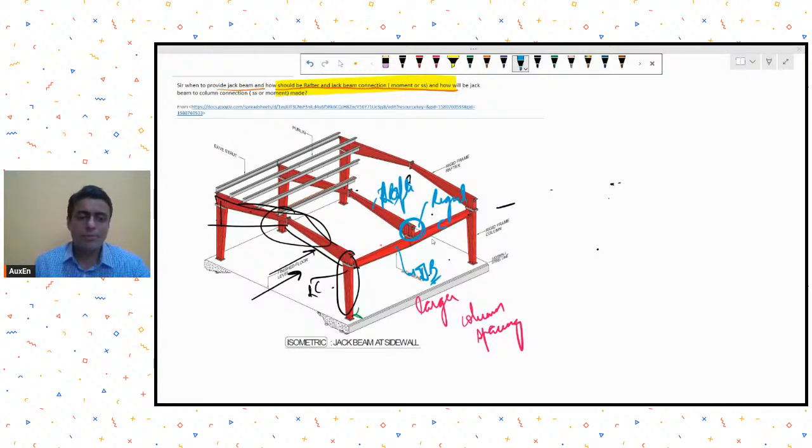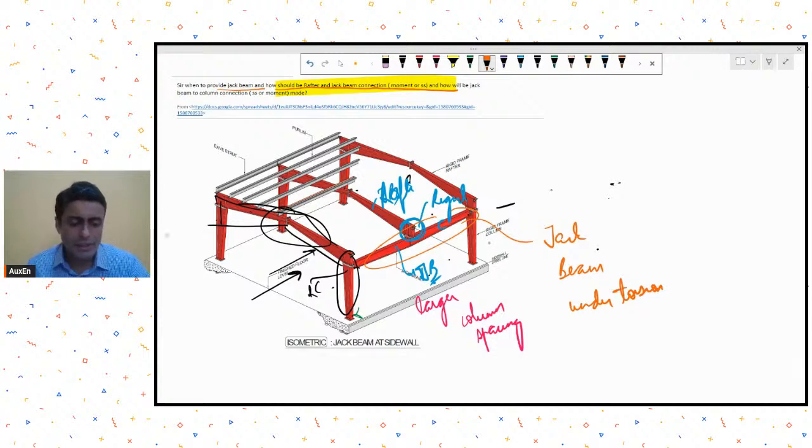But then what will be the problem if I provide a rigid connection between this rafter and jack beam? The design issue will be that this jack beam then will come under torsion, isn't it? Jack beam under torsion. So you will have to accordingly ensure that the jack beam is designed for that torsion.